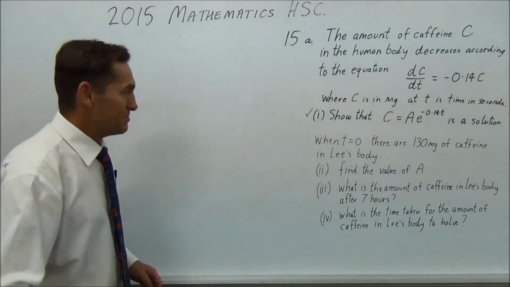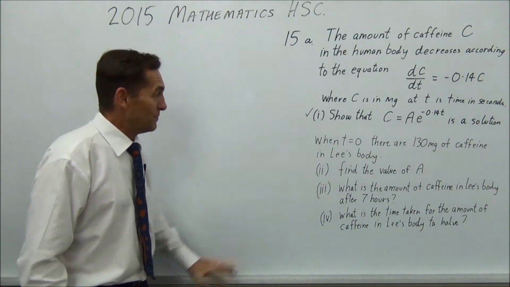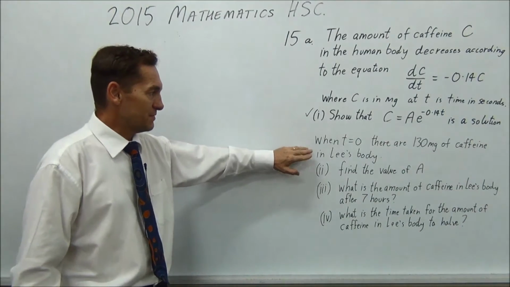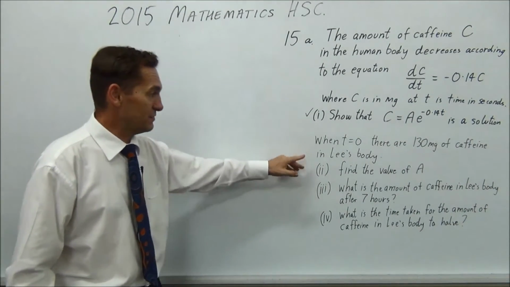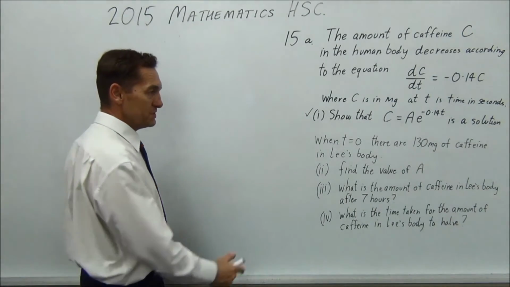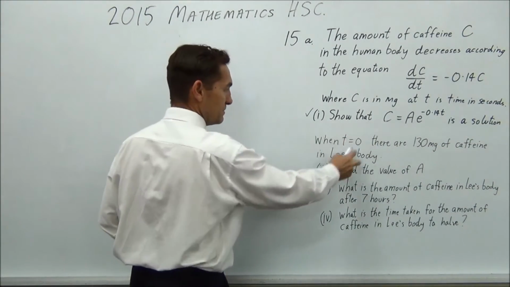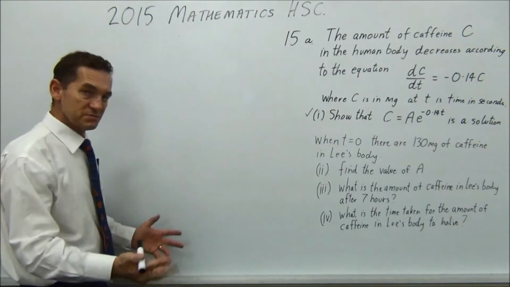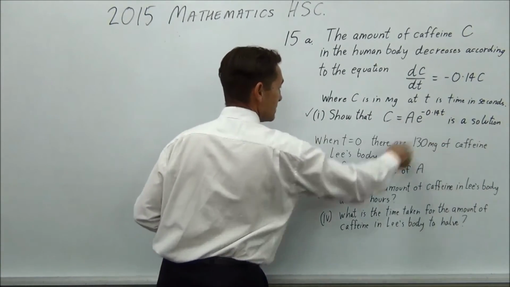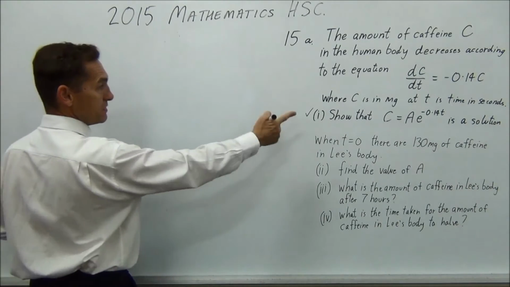G'day again. Back for parts 2, 3 and 4. Okay, so we've shown that when t equals 0, there are 130 milligrams of caffeine in Lee's body. Find the value of A. So this should be pretty straightforward. We're just going to use this formula and substitute in the numbers. Pretty easy. So at t equals 0, we're going to get a 0 up there and 130 where the C is.